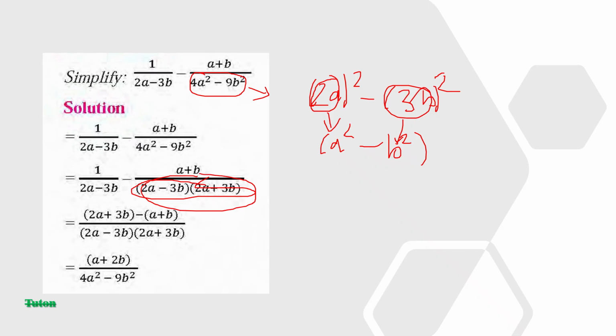Now for this step, we will take the LCM of these two factors, these two terms. That would be 2a minus 3b and 2a plus 3b.